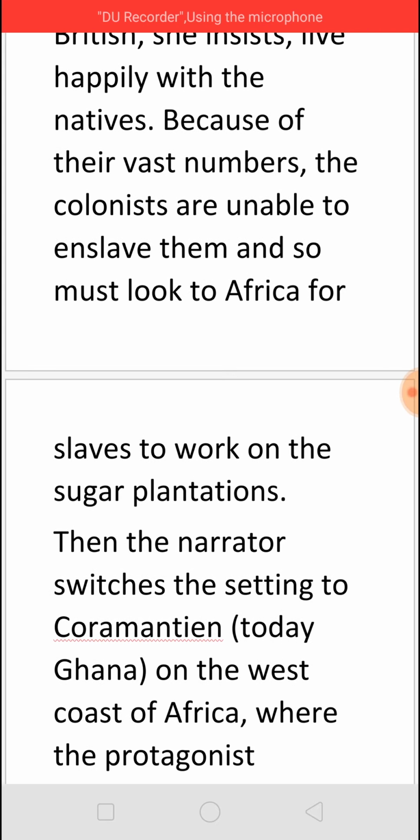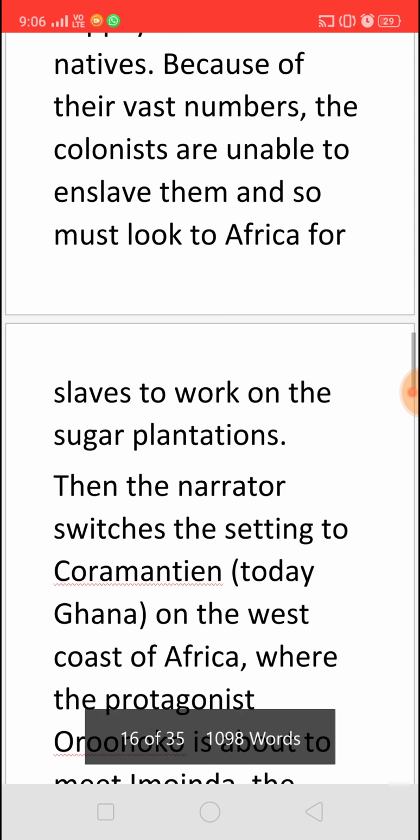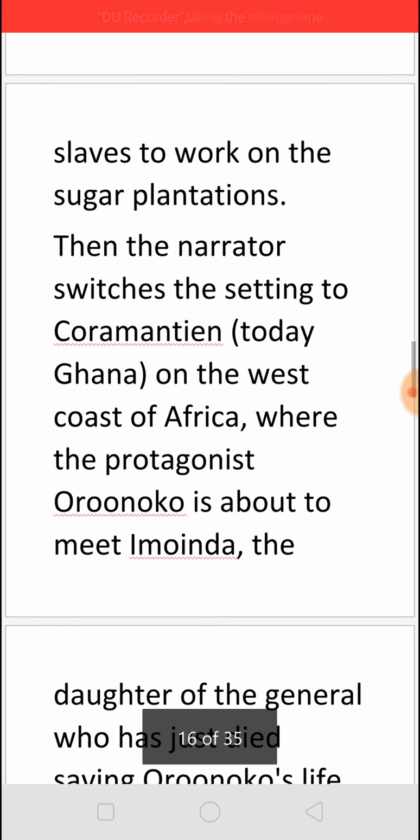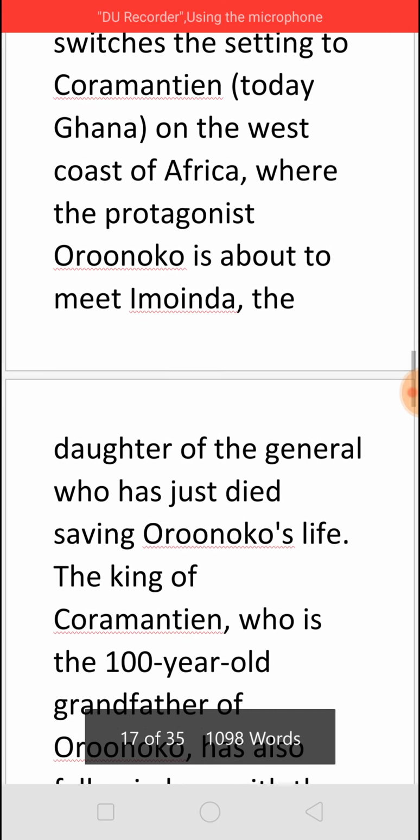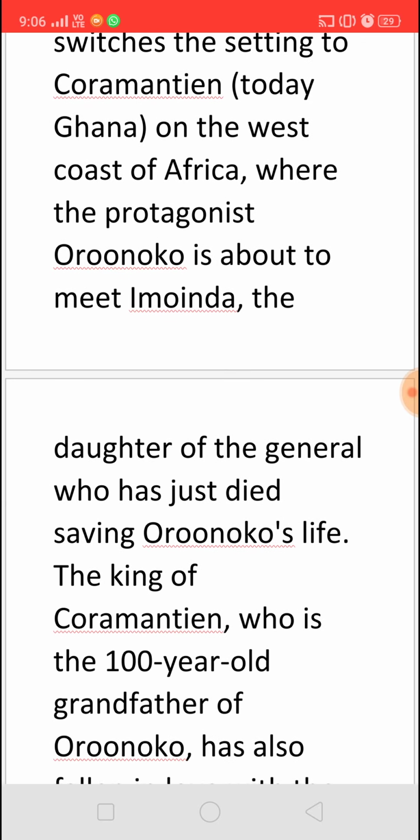Then the story switches to Coromantine, that is today's Ghana in the west coast of Africa, where we find Oroonoko. And the story begins with Oroonoko, who is about to meet Imanada. And why he goes to meet her is because the general, who is Imanada's father, had saved Oroonoko's life but died in the process.